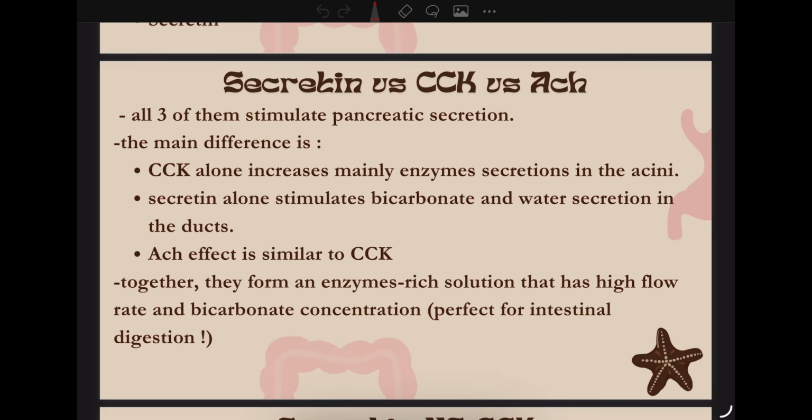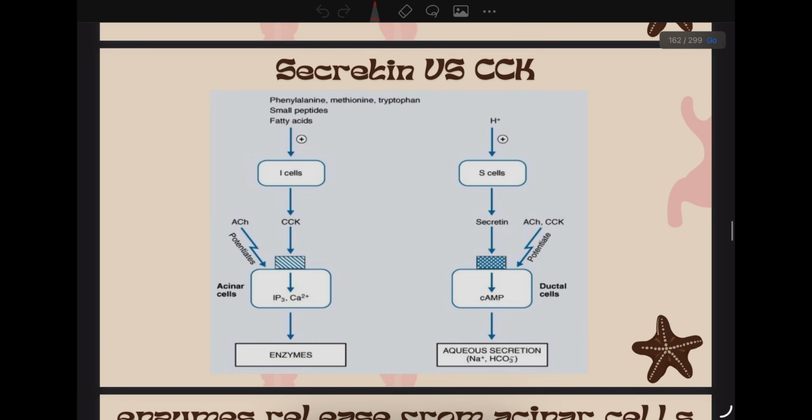But if each of them works on their own, they will not do much, because you will have, for example, if secretin alone, you will have high bicarbonate solution, but it has low enzymes. CCK alone, it will have high enzymes, but it will have a very low flow rate. You get the idea. Secretin versus CCK, as we said, secretin is from S cells, CCK is from I cells, if you remember.